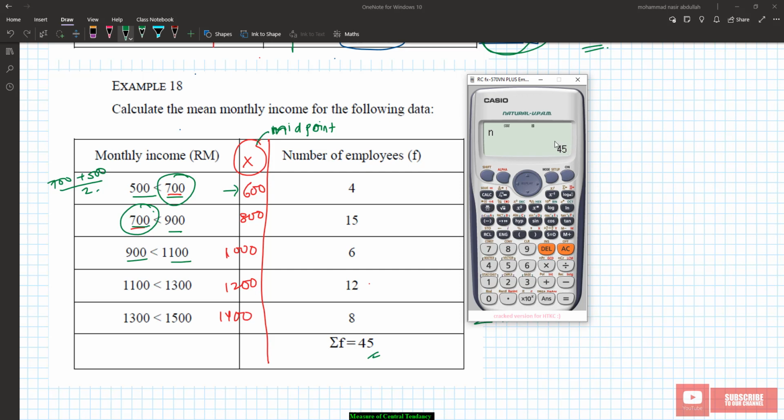Now if you don't know, we can click Shift 1, listen carefully, click 4, and you can find 2, which will give you the value of mean. So this is the value of mean, 1022.22, right?